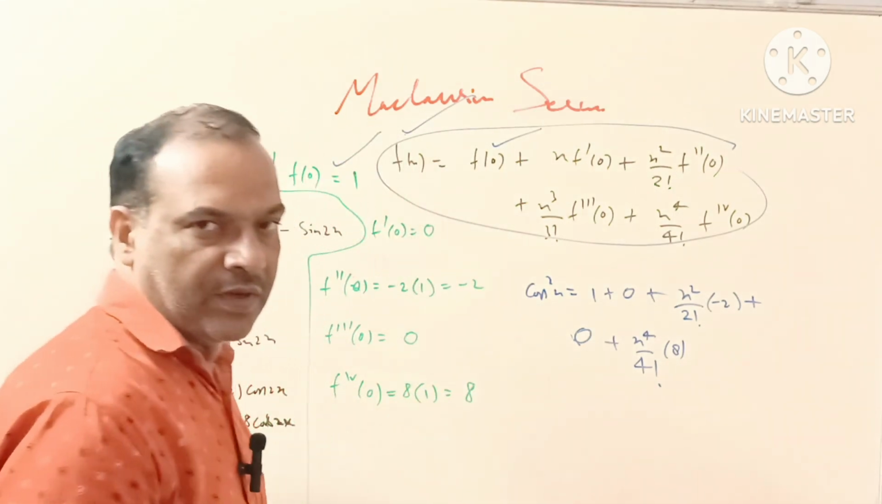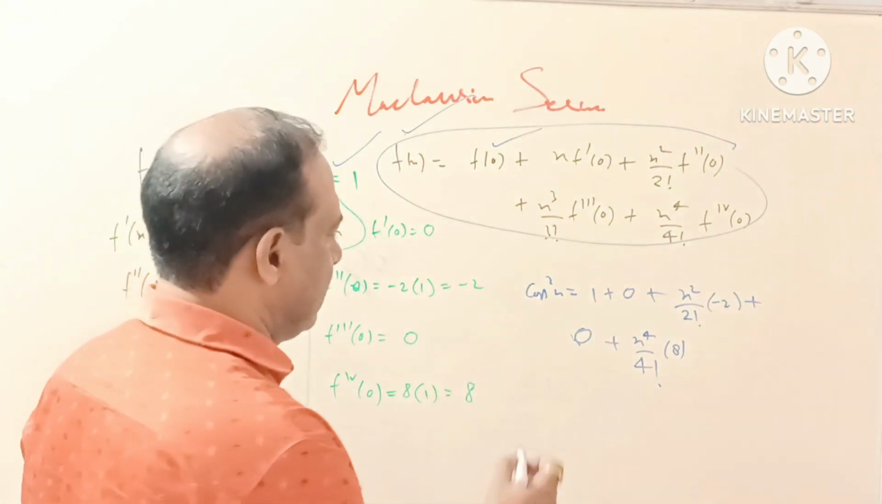Now this is the required equation. Now cos square x will become how much?